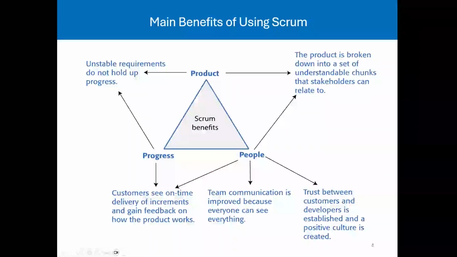This triangle captures the core benefits of Scrum. Notice how it's centered around three crucial dimensions: product, progress, and people. So let's explore how Scrum supports each of these.